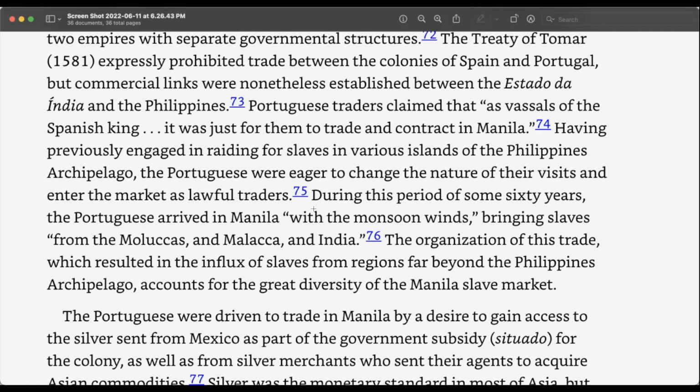The organization of this trade, which resulted in the influx of slaves from regions far beyond the Philippine archipelago, accounts for the great diversity of the Manila slave market. All right, influx of slaves from regions far beyond the Philippines. I showed you all these islands, and they were grabbing these people and bringing them to the Philippine Manila slave market.